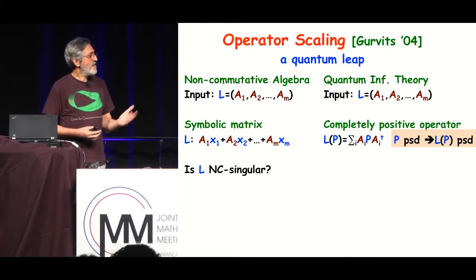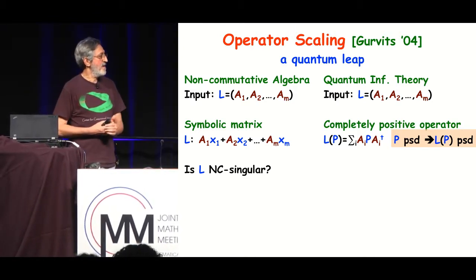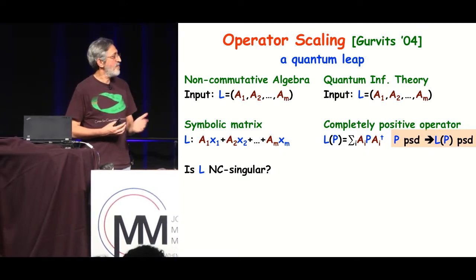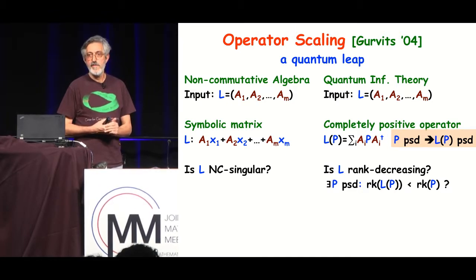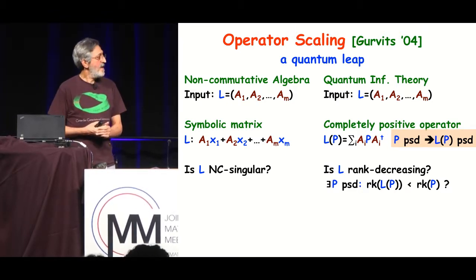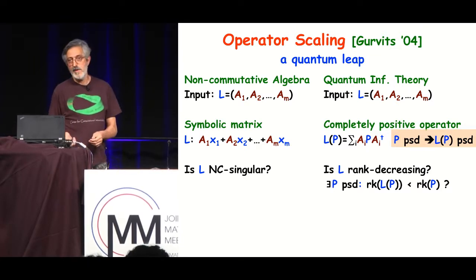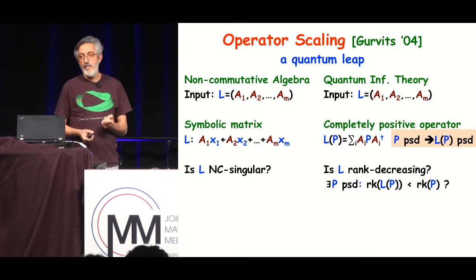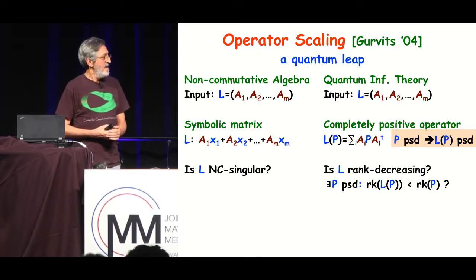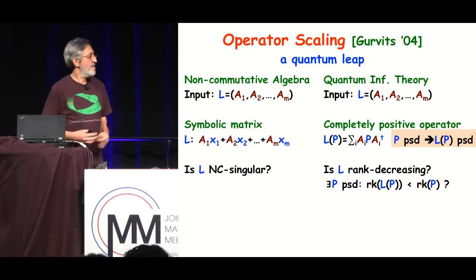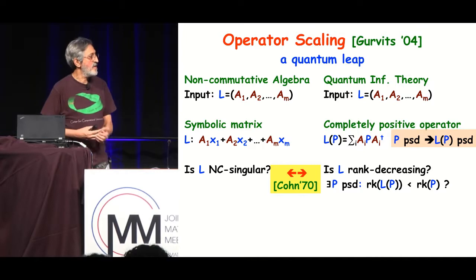And what kind of question was he asking about this input? He wanted to solve the original Edmonds problem, the commutative singularity problem. And he realized that it's connected to the following question: whether this operator can decrease the rank of any input, whether it can ever take a positive matrix P and reduce its rank. Now, this connection turns out to be incomplete. It holds if all the AIs are rank 1, but it doesn't hold in general.